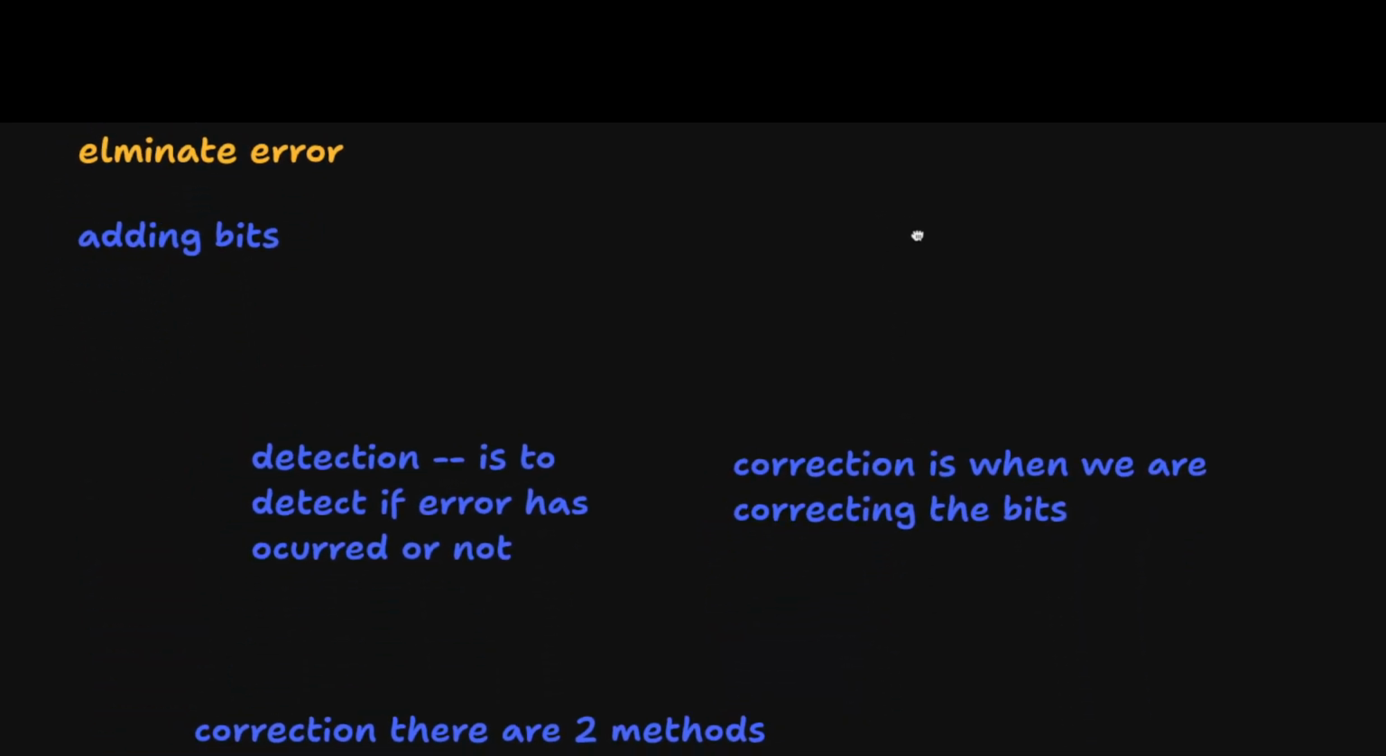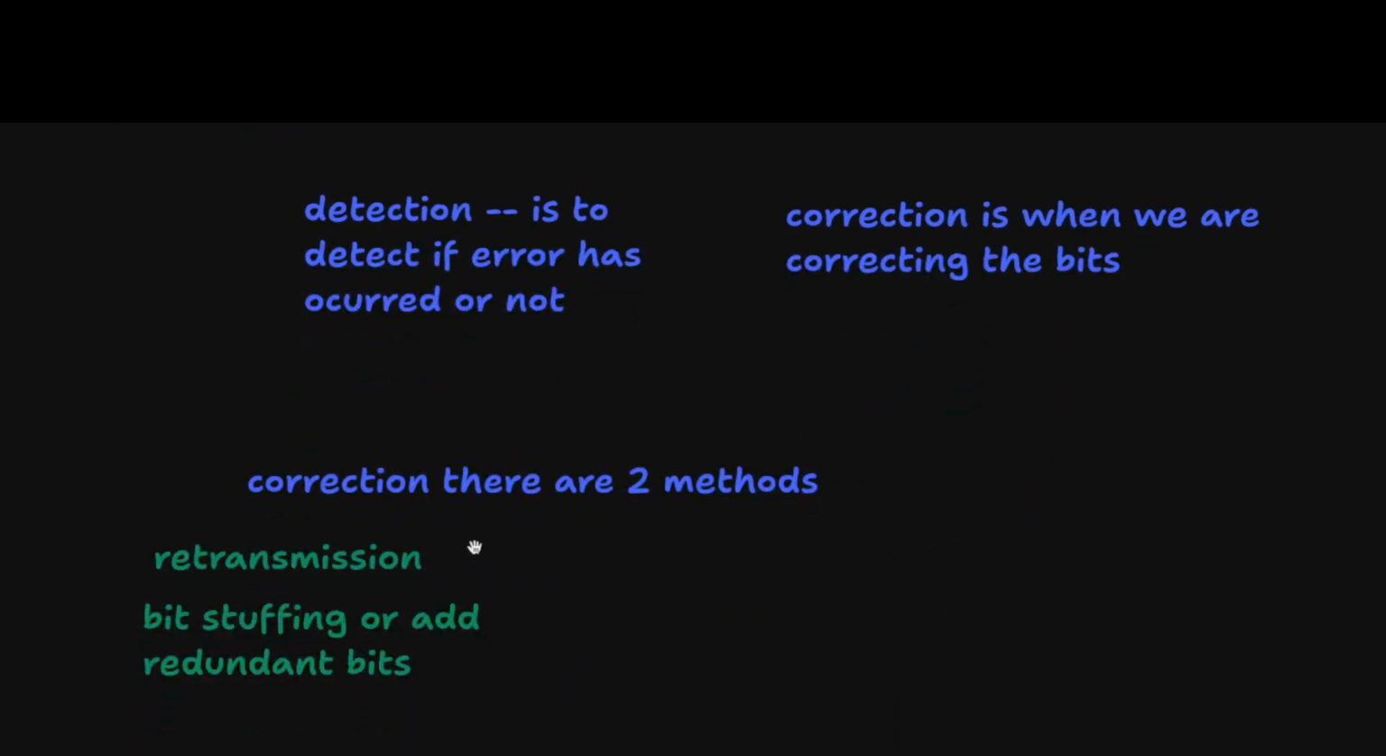Now our goal is to eliminate this error. We don't want this error to happen. How do we do this? We do this by adding bits. Now detection and correction are two different things. Detection means detecting whether an error has occurred or not. Correction is to correct the errors. There are two methods of correction. One is retransmission, and the other is using redundant bits, or performing byte or bit stuffing, however you say it.